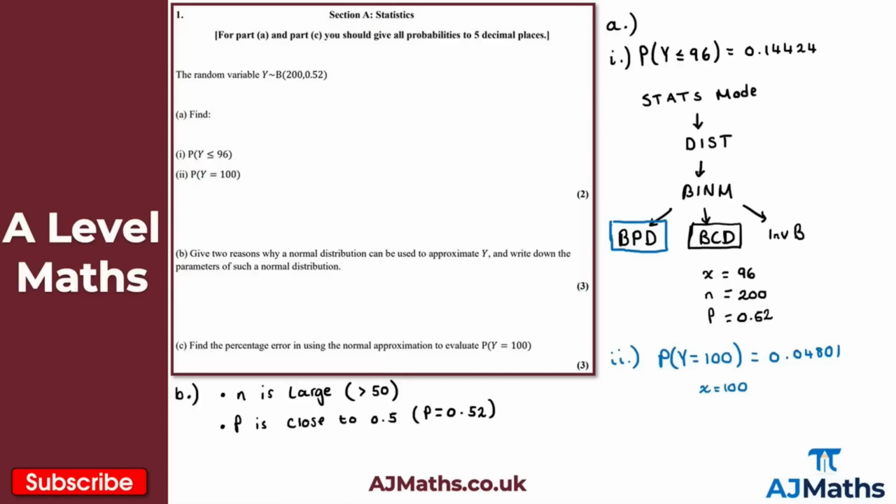What we also need to do now is write down the parameters of such a normal distribution. So for the parameters here, remember we've got the mean mu here. And to find mu, we do N times P, so NP. Remember N here is 200, P is 0.52, so we get 200 times 0.52, which in this case here would give us 104. And then for the standard deviation here, sigma, this is going to be equal to the square root of NP times 1 minus P here.